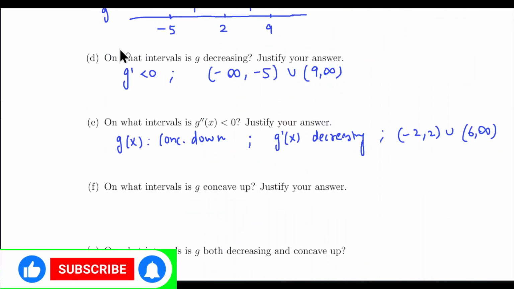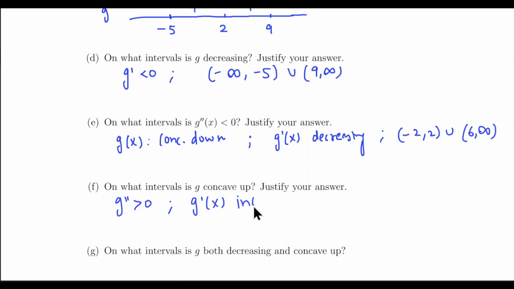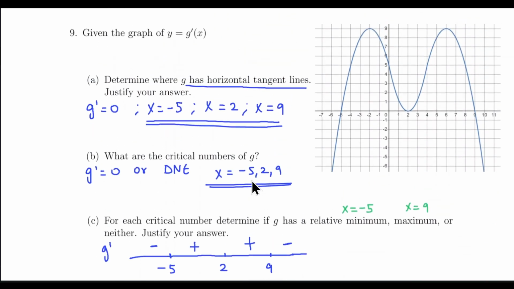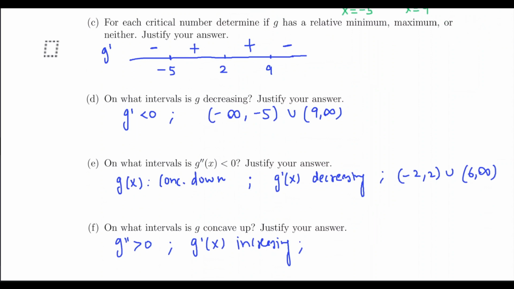Where exactly is it concave up? Again, G is concave up wherever G prime is greater than 0, and G double prime is greater than 0 wherever G prime is increasing. So it is increasing in the interval from -infinity to -2, the other part that we didn't take earlier, and 2 to 6. So -infinity to -2 and 2 to 6. That should be our answer: -infinity to -2 union 2 to 6.